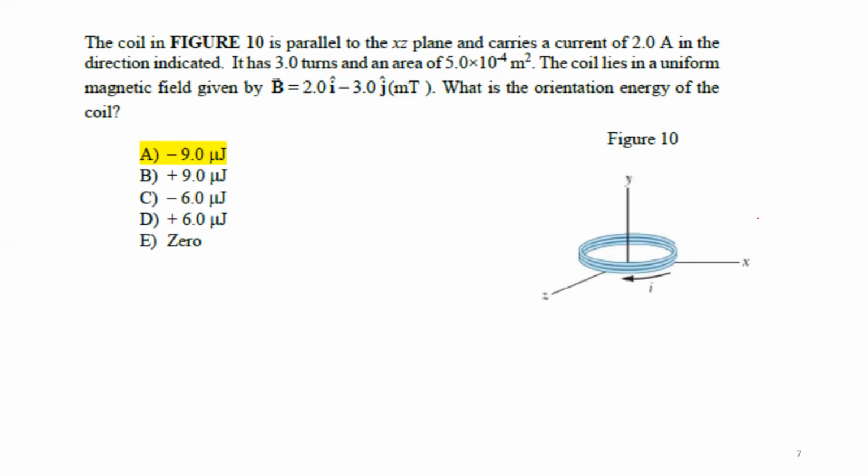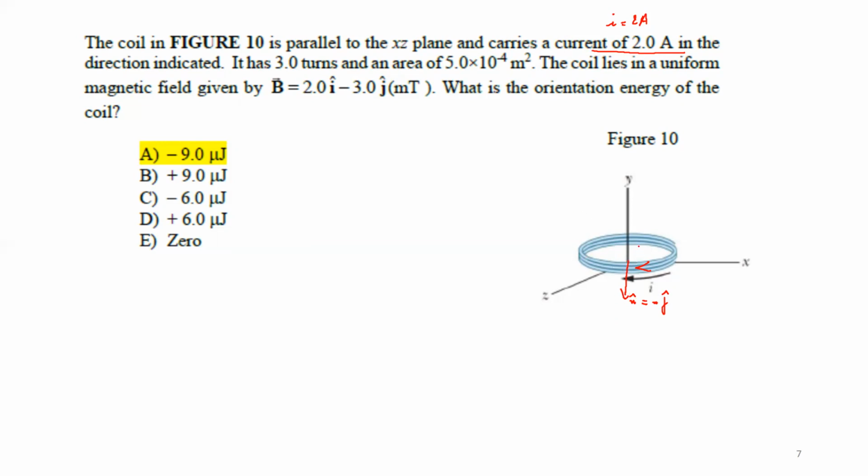Now let's solve this problem here. We have a coil, as described in this figure, parallel to the XZ plane, and it carries a current. So this is my current, 2 amp, in the direction indicated. So first I can determine where the normal vector is. If the current is going in this direction, what do you think? The normal vector is pointing down. So the unit normal vector, N hat, is pointing downward, minus j hat.